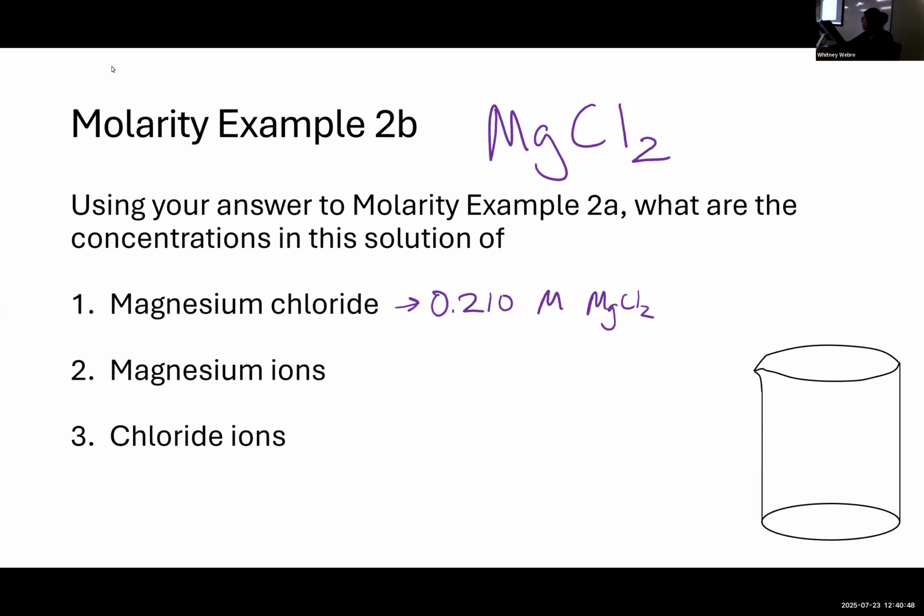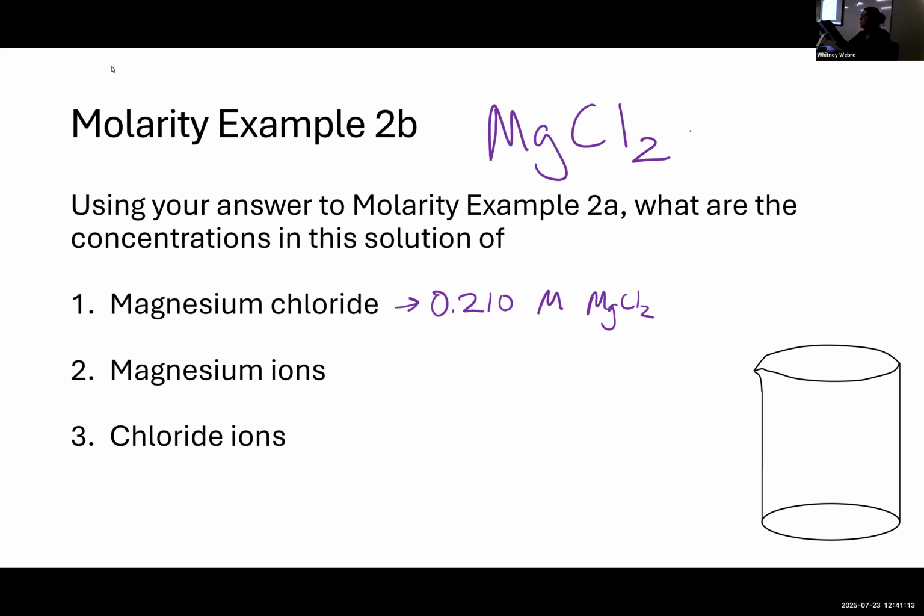First, let's conceptualize this and then I'll show you the math. This is when we think about dimensional analysis. So if I have magnesium chloride, we just did the math here. It is the same number as the previous slide, 0.2210 molar, so capital M, of magnesium chloride. All right, now let's focus on just the magnesium.